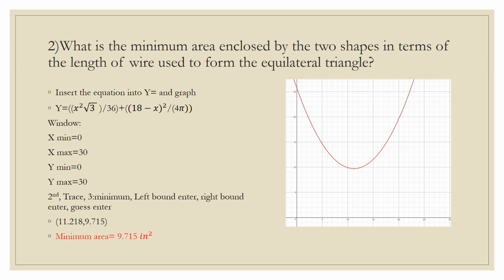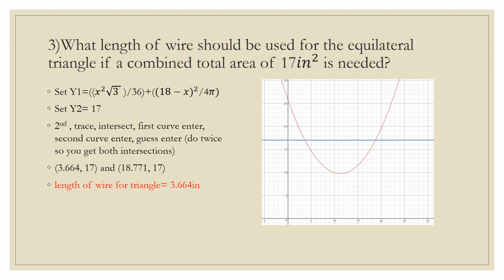Number 2. What is the minimum area enclosed by the two shapes in terms of the length of wire used to form the equilateral triangle? Insert the area equation into Y equals of the graphing calculator with the parentheses as follows, and then graph. You can adjust the window, but here's an example of one that works. To find the minimum, press second trace 3 minimum, left bound enter, right bound enter, guess enter on your calculator. The point should be 11.218, 9.715. Therefore, the minimum area is 9.715 inches squared.